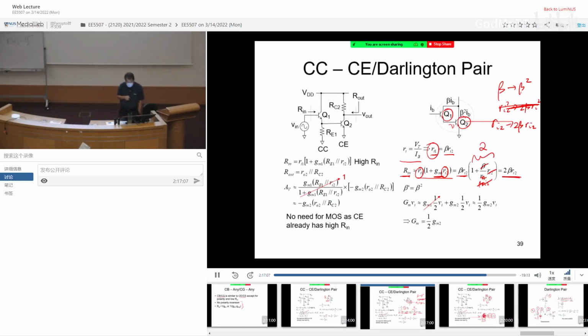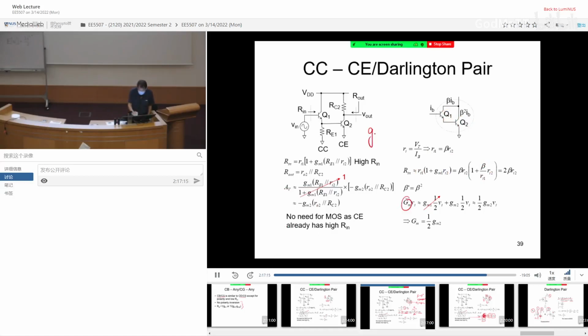Now, how about the Gm? For a BJT, we prefer to use the current gain beta, but a lot of the time, we are always interested in the Gm. So can we derive the Gm easily? The Gm is basically the sum of these two output currents. This current output depends on Gm1 multiplied by VBE1. This current output is given by Gm2 multiplied by VBE2.